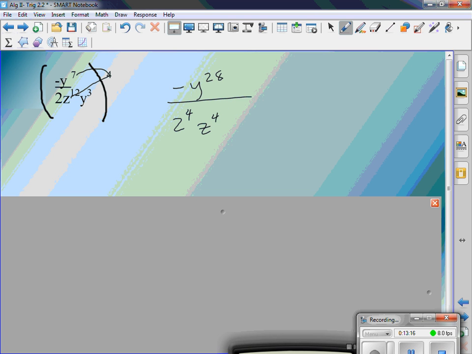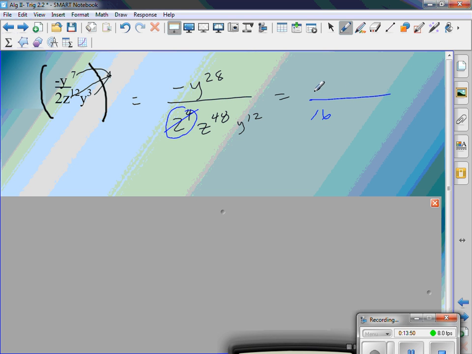48, y to the 12th. Now I'm going to worry about the numbers. This is my only number, 2 to the 4th. Now if it's a large number, like 2 to the 14th, leave it. Don't try to change it. But 2 to the 4th, 2 times 2 times 2 times 2 is 16. I'm done with that one.